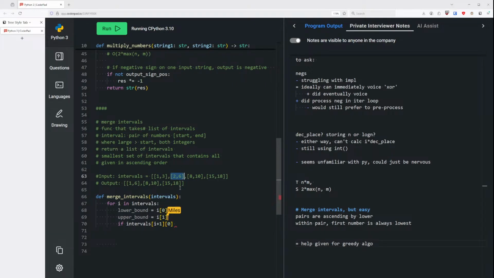So what I want to check here is if the upper bound of our current one is greater than or equal to the next lower bound. Or say this one is less than or equal to upper bound.